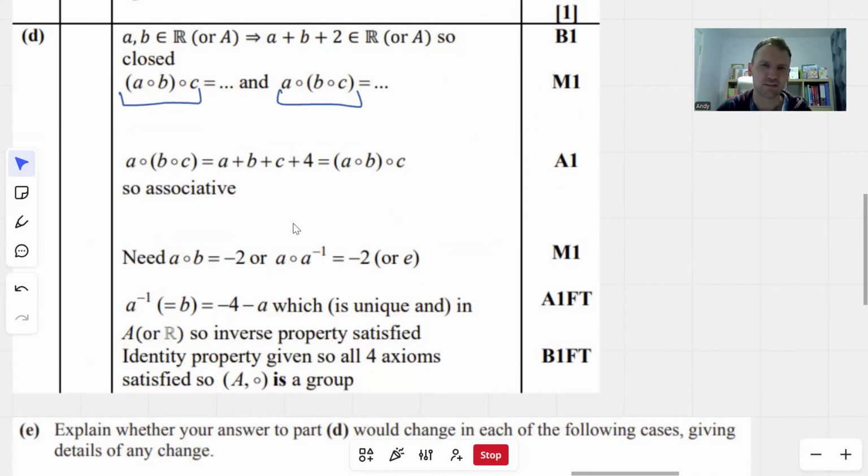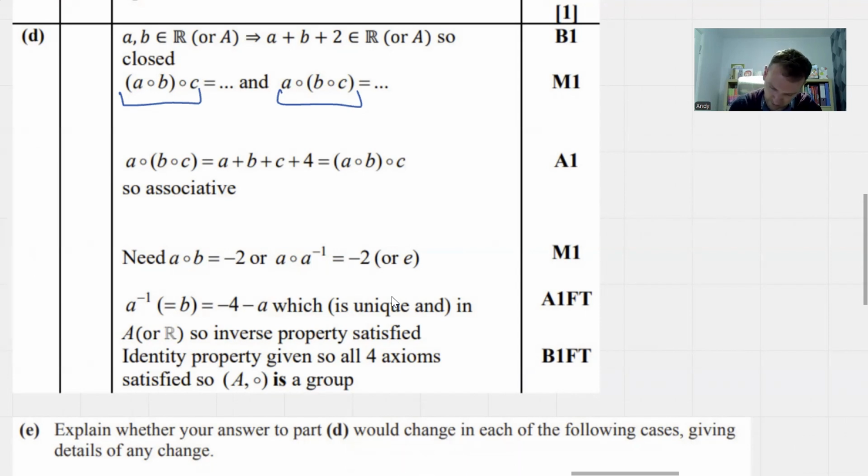I'd always cover it before the inverse because the inverse doesn't really make sense without the identity. And then our inverse, so for an inverse to exist, we need A composed with, and you can call this B or you can call it A inverse. I'd probably call it A inverse. We're trying to find A inverse so that we get our identity. So note what we're saying we need. We need A plus A inverse plus 2 to equal -2. So if we rearrange this, we're going to get A inverse is equal to -4.